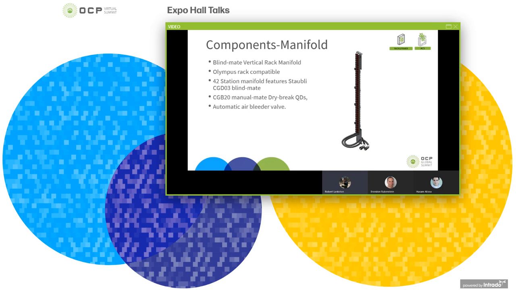In the future, the manifold and quick disconnects could be modified based on server requirements, for example, to support servers of different U heights. Additionally, it could be converted to use standardized quick disconnects once available.